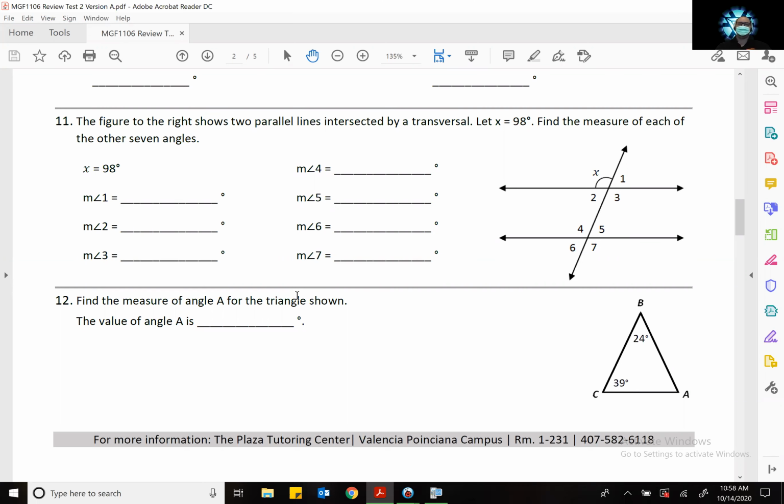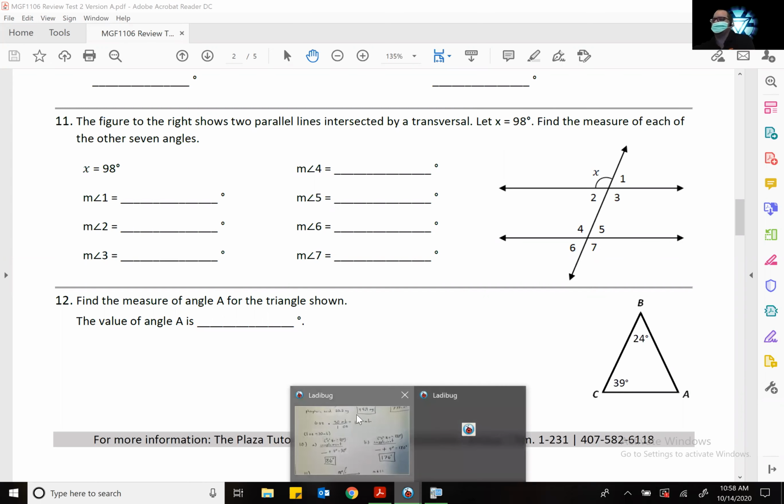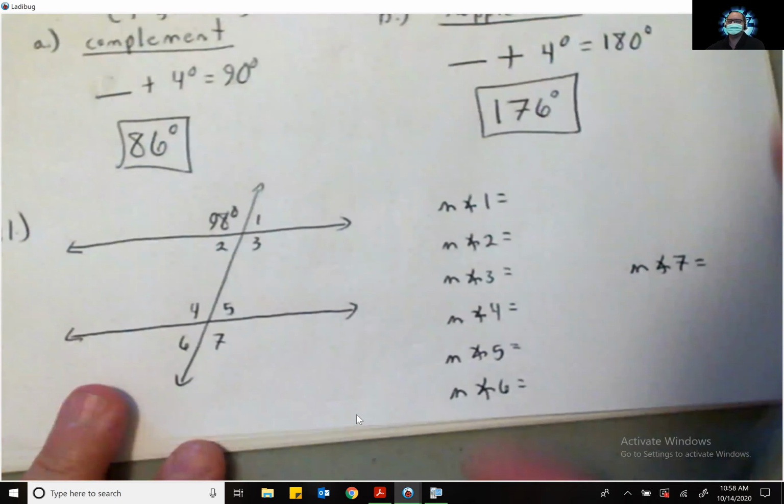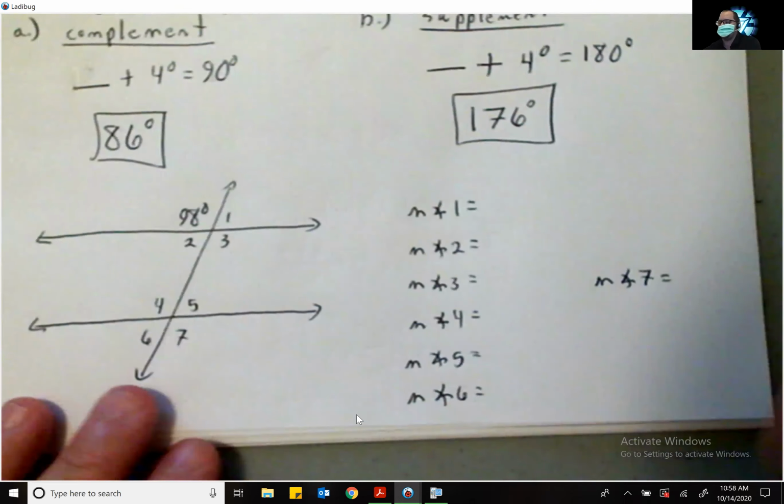Okay. So right in here, there's an X, but up in the directions they tell you that X is 98. So I'm going to go ahead and put the 98 right in here for X. And then we're going to find all these other missing angles. So here is what we know. So what are some angles that we know now?